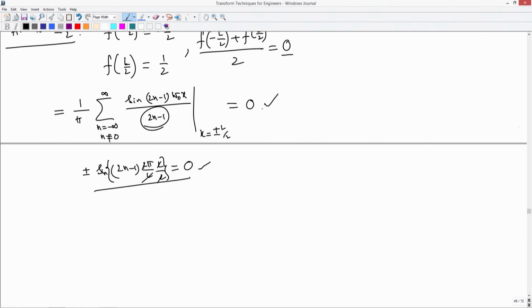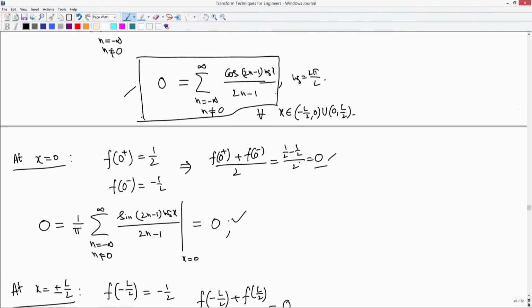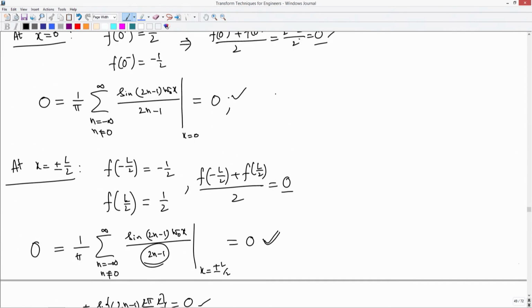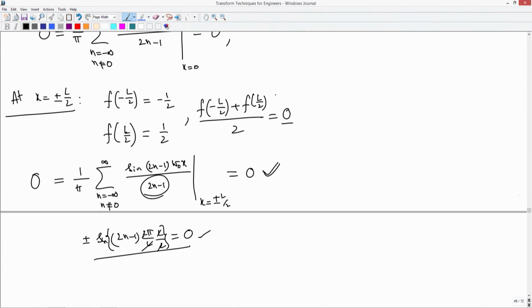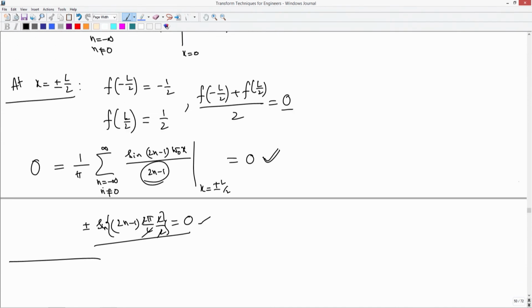So, because w is not equal to 2 pi by L, this is 0. So, it is verified. This is how you see that the Fourier series converges at a point to the function, when the function is continuous at that point. Otherwise, it converges to the average value. That is what we can see from this example.